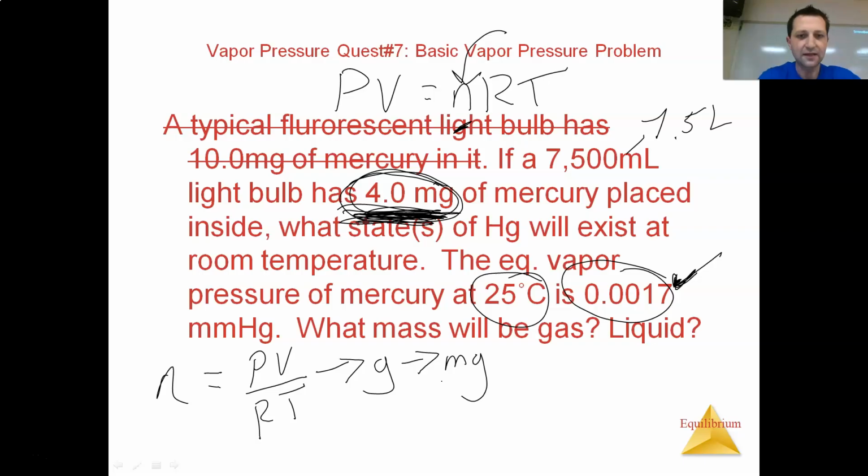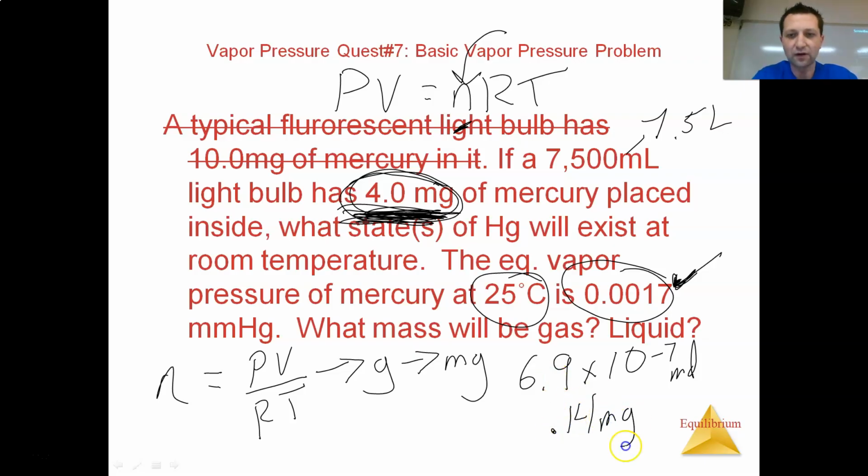If you plug all this in, you have your pressure, volume, your R value of 62.36, and your temperature of 298 Kelvin. You should end up with 6.9 times 10 to the negative 7th moles of mercury. Convert that into grams using the molar mass of mercury over 1 mole, and then convert that into milligrams, and you should get 0.14 milligrams.